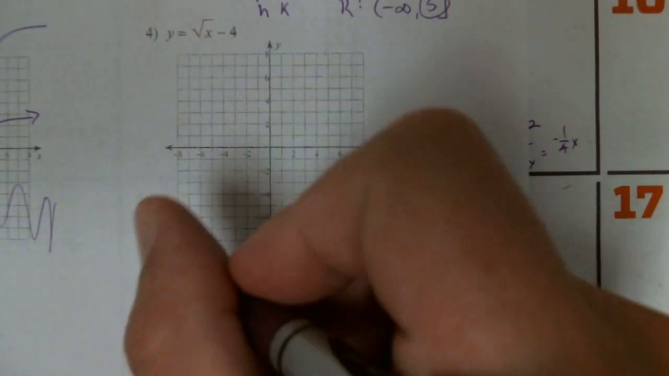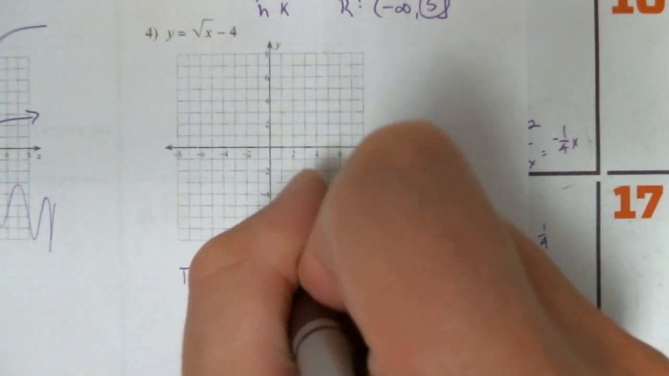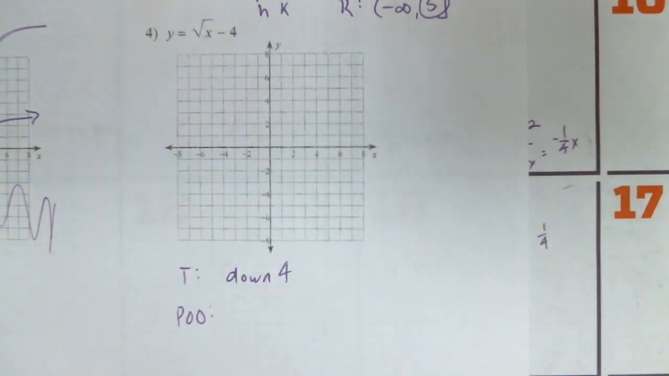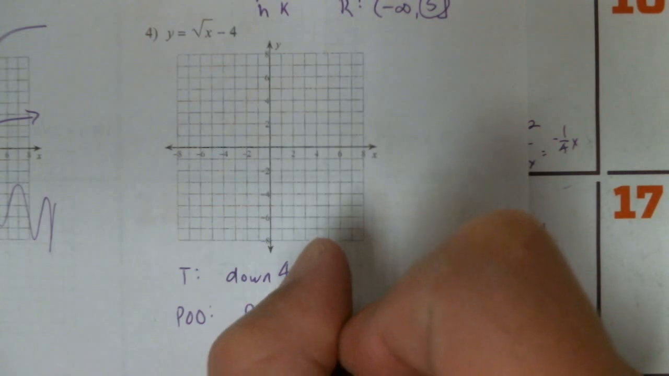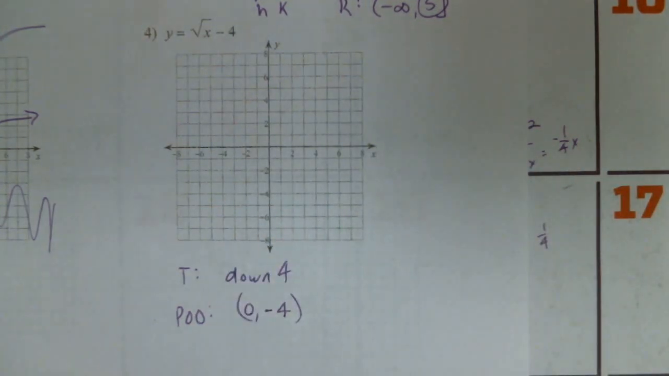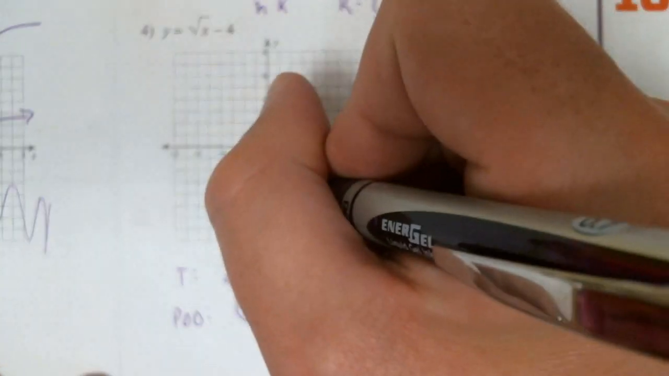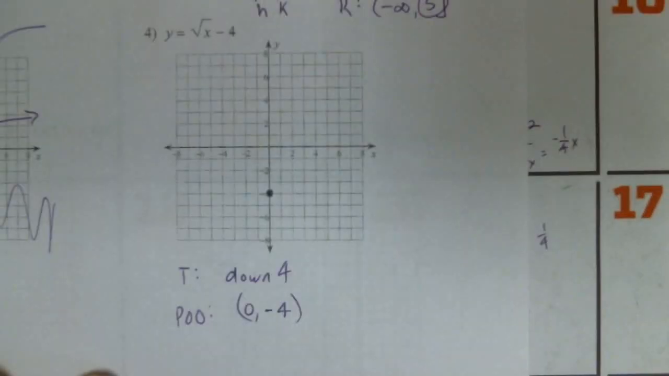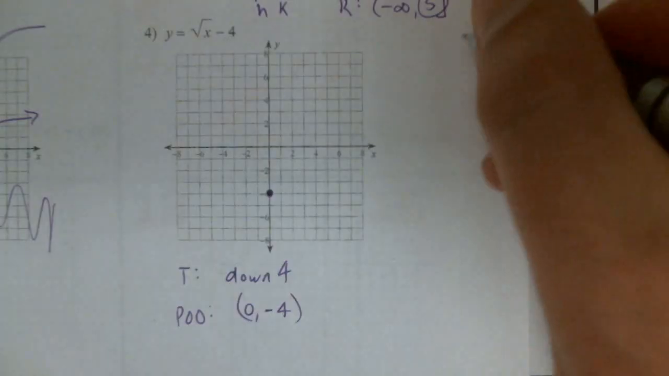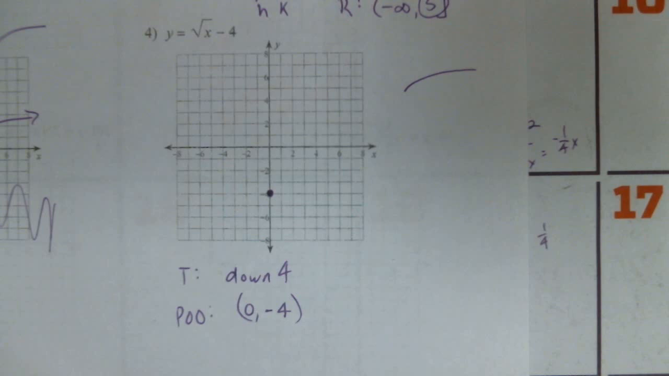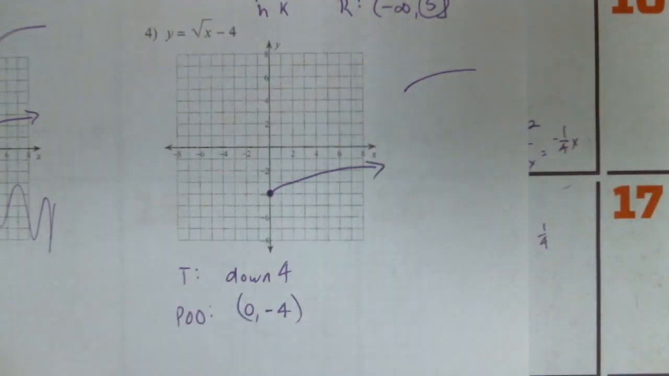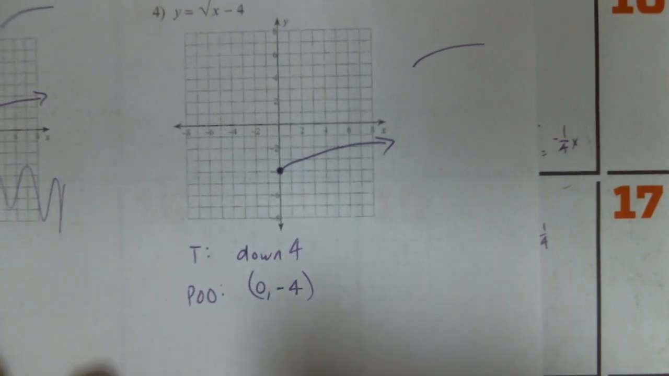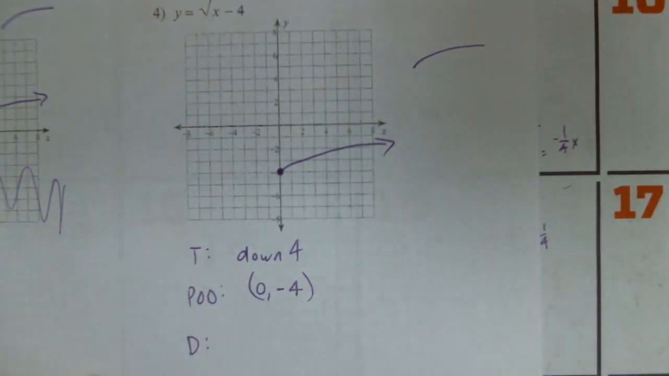Zoom in a little bit. Okay, so down 4. What is my poo? My h is 0, so that's going to be 0 comma -4 for my poo. So that's going to be 0 down 4. That's about right there. Now this is a square root, so again I'm thinking that shape. I don't have any reflection, I don't have any shrink, so this is just our normal radical graph.